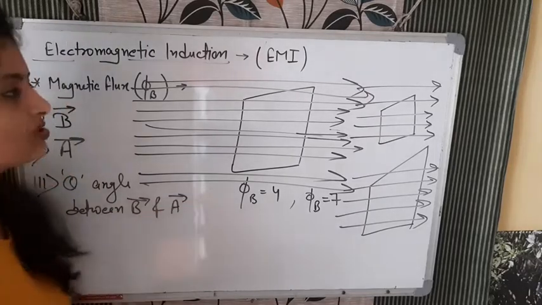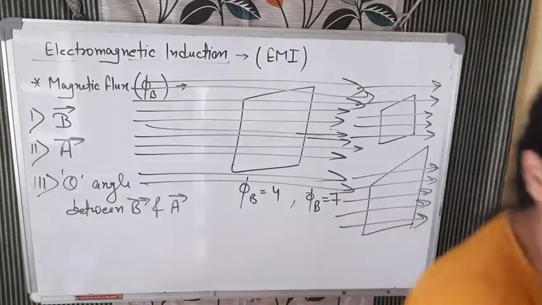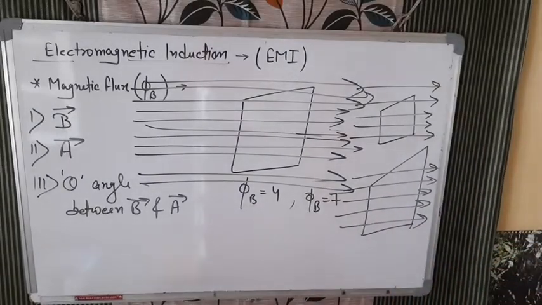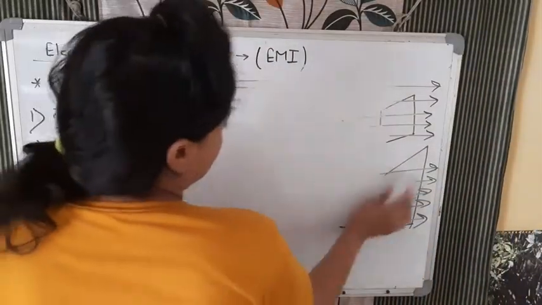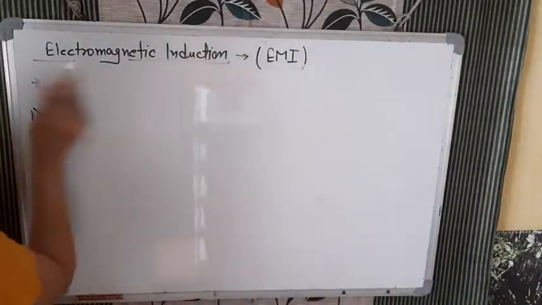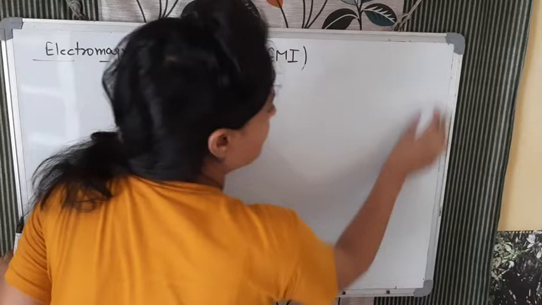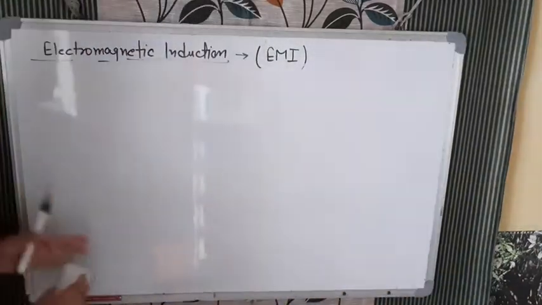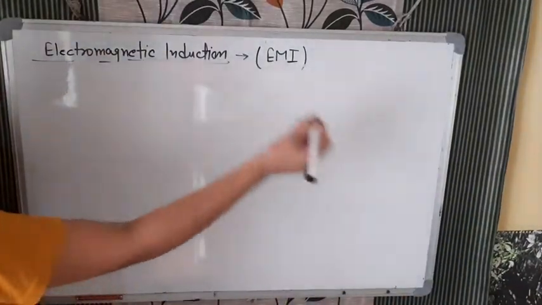उन दोनों के बीच का जो एंगल है उसके ऊपर भी डिपेंड करता है. See how it is related. Now I am erasing this and see. See, bacha, we need to understand this, because if we will not understand magnetic flux, it will be difficult to understand electromagnetic induction.